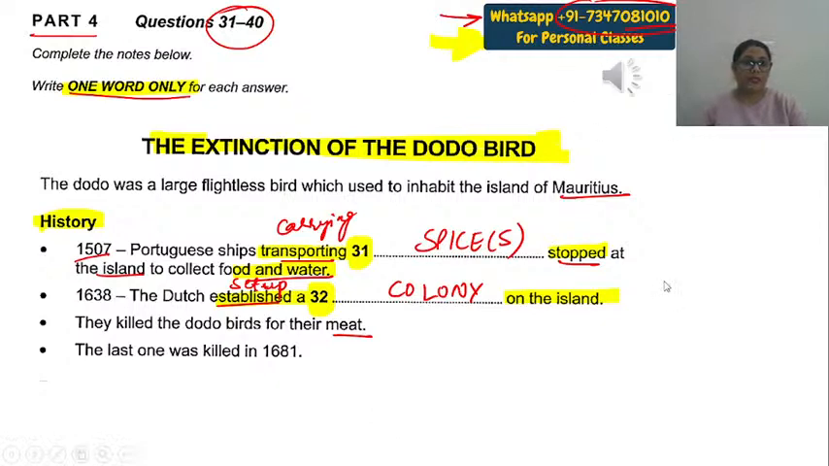Okay, I hope it is clear. So first they were carrying spices, right? They had to take them back to Europe. They stopped at the island to collect food and water. So if you're writing spice, that is also correct. If you're writing spices, that is also correct. And the next one is the Dutch set up. Instead of establish, the speaker used the synonym set up. So they set up a colony on the island, right? So the answers are spices and colony. I hope it is clear to everyone. If there is still any doubt, I can repeat the audio.